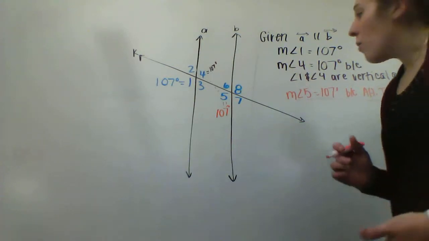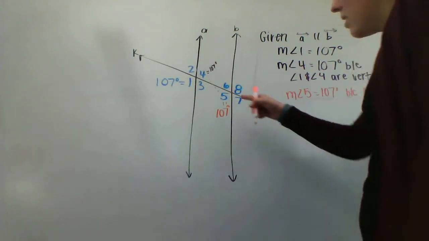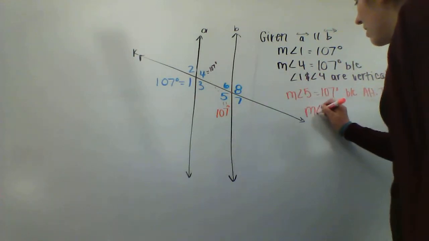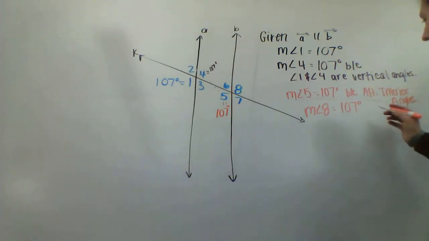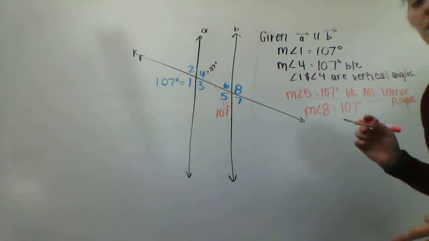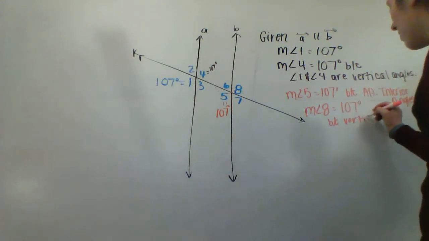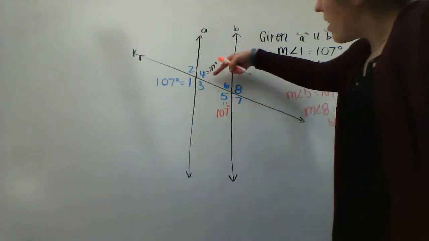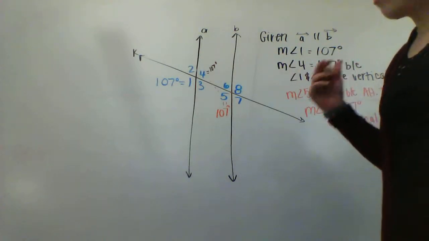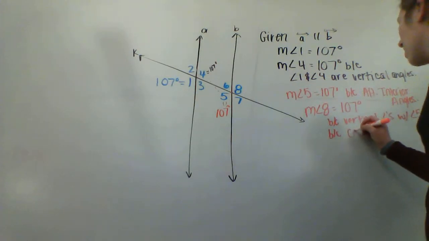And lastly, we can even say that the measure of angle 8 is 107 degrees because there's 3 different ways. So 1, vertical angles with angle 5. We also know that 4 and 8 are corresponding angles, and corresponding angles are equal.